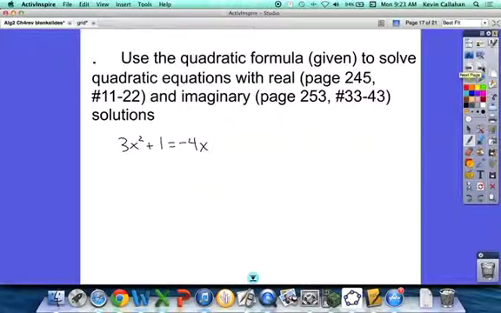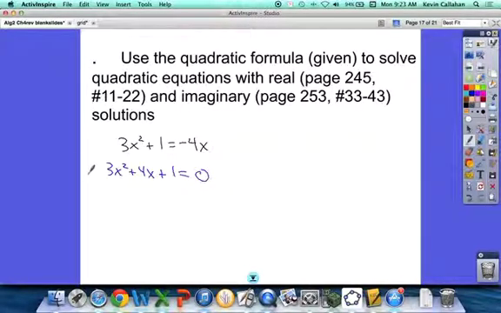Okay, use the quadratic formula to solve. What did we have to do to this one before we could do anything with it? Yeah, add the 4x. Now when I add 4x to both sides, it's going to show up on the left side, right? Where does it show up? It should be in the middle, right? It's the x to the first. So it should have been plus 4x plus 1 equals 0.